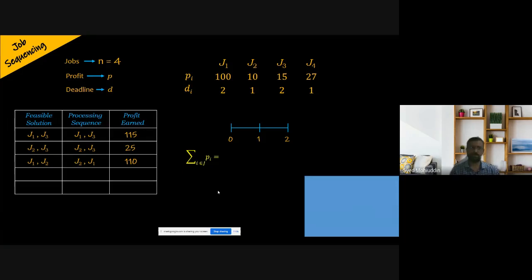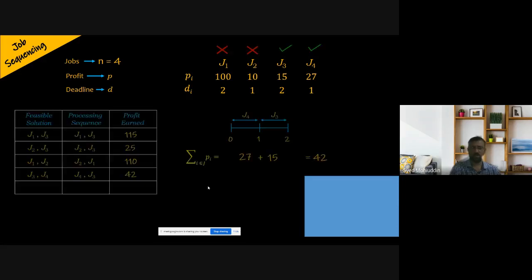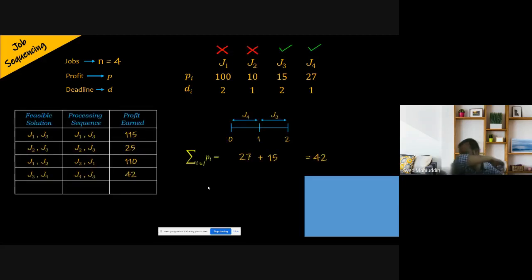Actually, this was another solution for that problem, which gave us 42 as the total profit earned. The jobs were J3 and J4, and the sequence was J4 and J3.